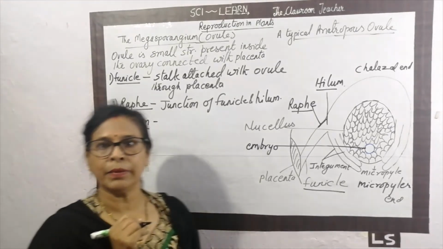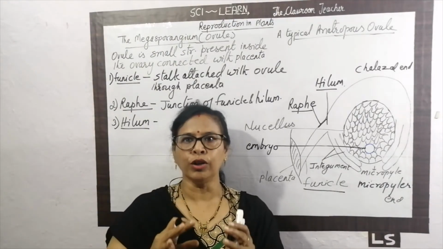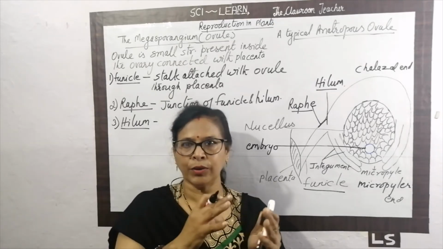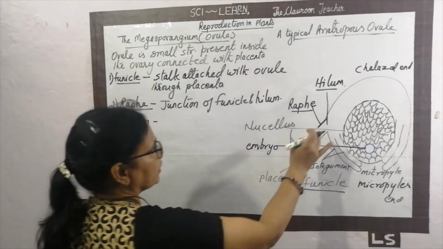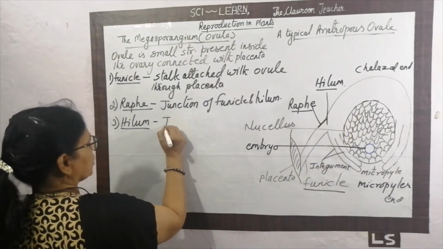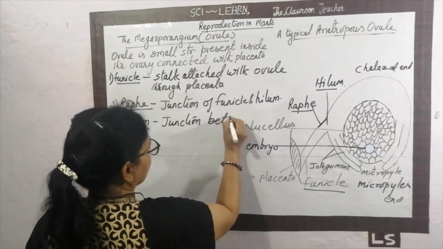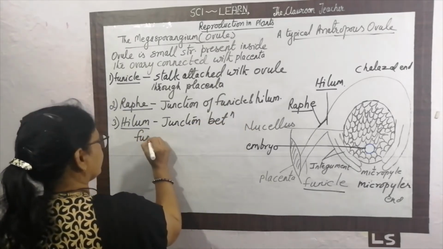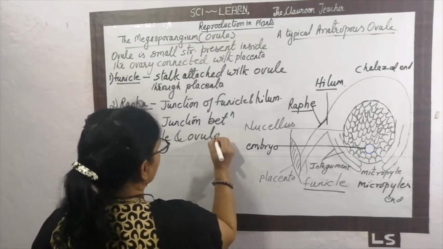Now, what is the hilum? Hilum is the region where the body of the ovule fuses with the funicle. The funicle is the junction between this part and this part. The junction between the funicle and the ovule is called the hilum.